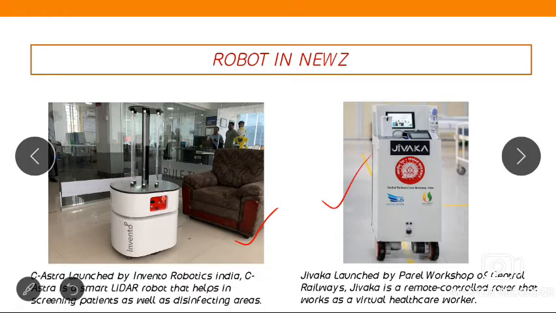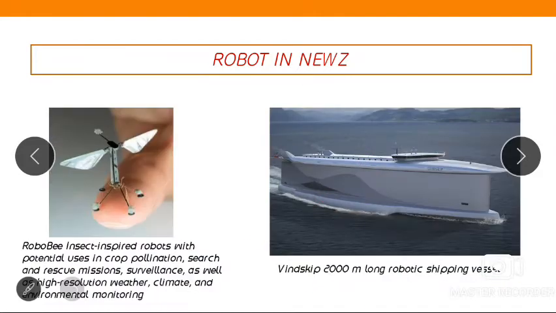And this is Jivika, launched by Parallel Works of Central Railways. Jivika is an Indian robot, and it is used as a healthcare worker. Okay, so it is useful for medical purposes. It is used by the Indian government. Okay, so it is a healthcare worker.